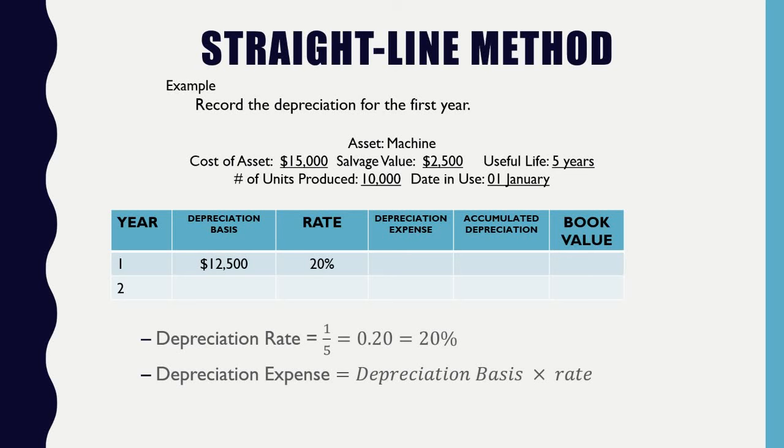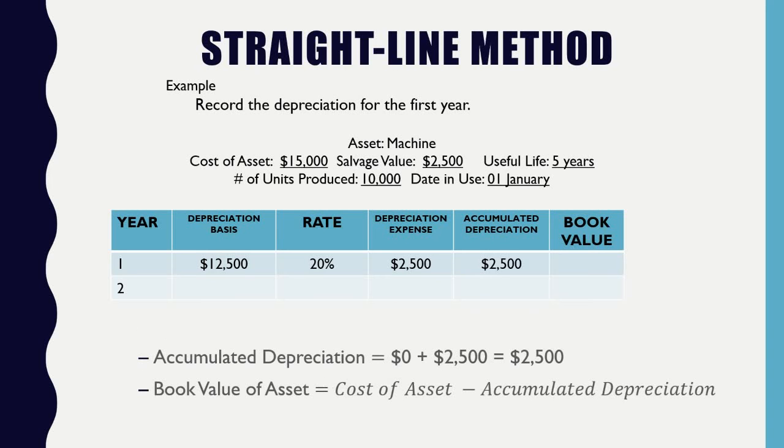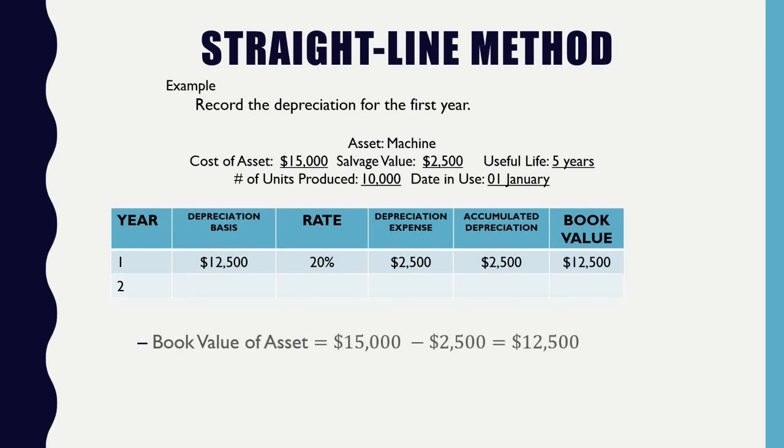Now we've got to multiply the depreciation basis by the rate to solve for the depreciation expense. In this case, straightforward, 12,500 times 20%, you're going to get 2,500. And of course, the accumulated depreciation for that year, and book value. Book value is 15,000 minus 2,500 to give you 12,500.